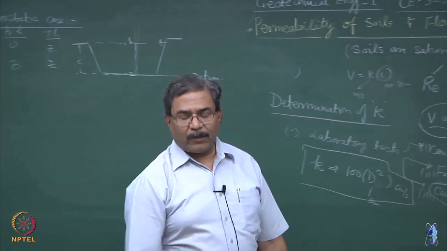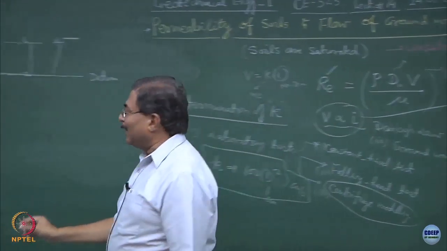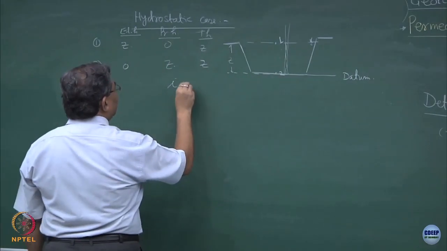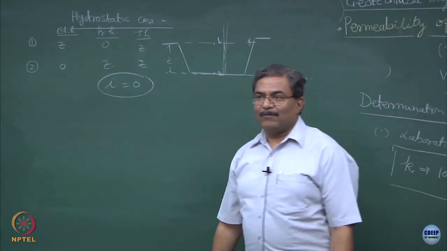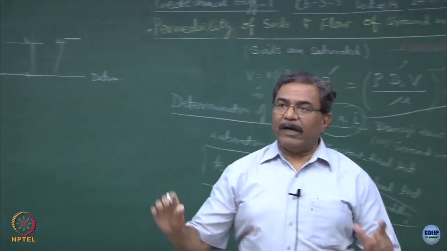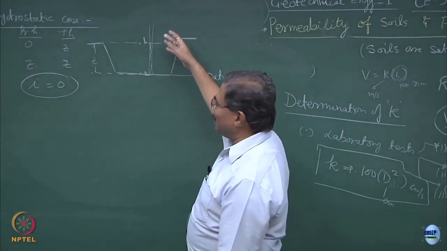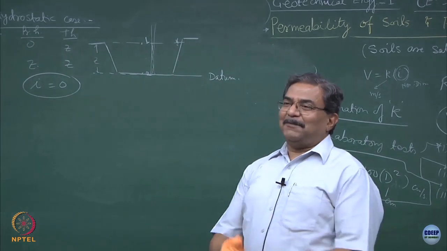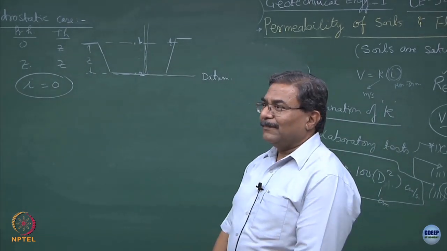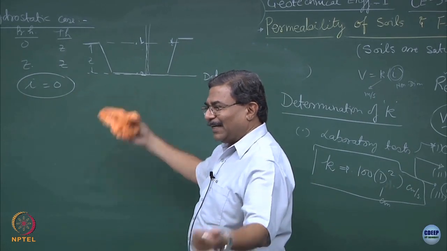What is the pressure gradient? What is the hydraulic gradient? Followed? So, I is 0. What is the meaning of this? This is a case of a hydrostatic problem. Agreed? I can do different types of manipulations over here. Clear? The real fun is the moment porous media comes in the picture. Because as long as porous media does not come into the picture, there is no fun. This is a hydrostatic case.